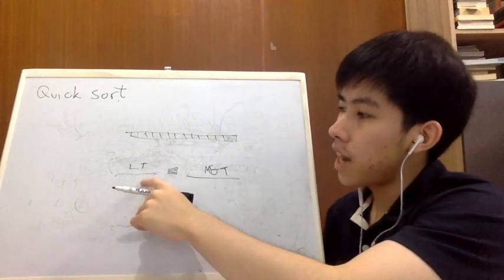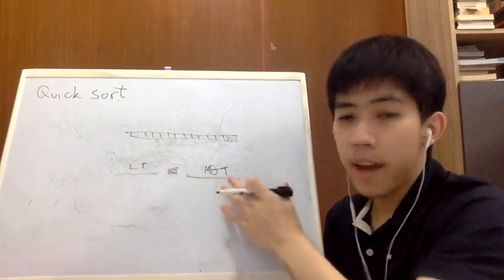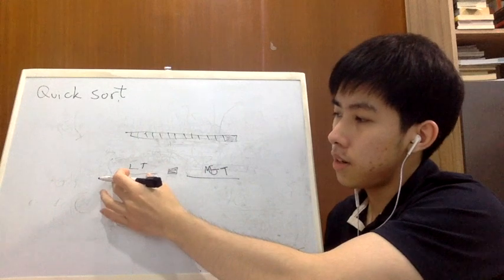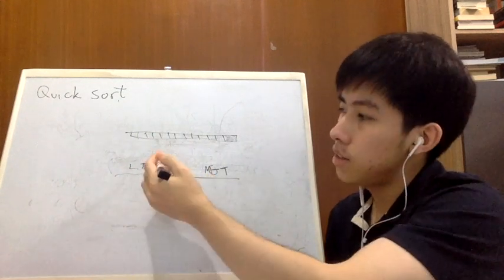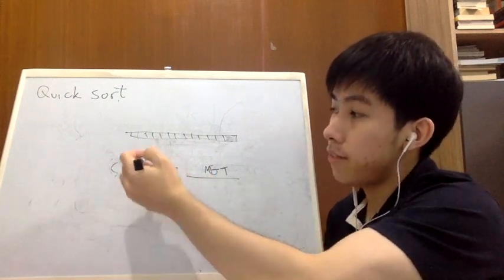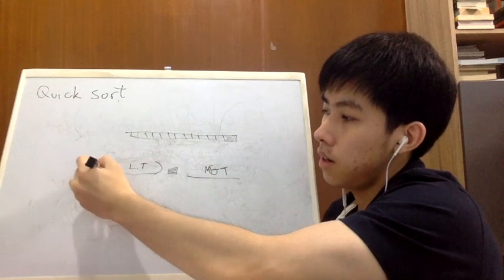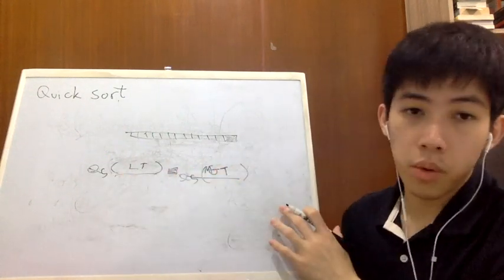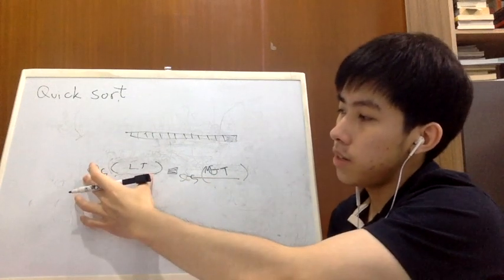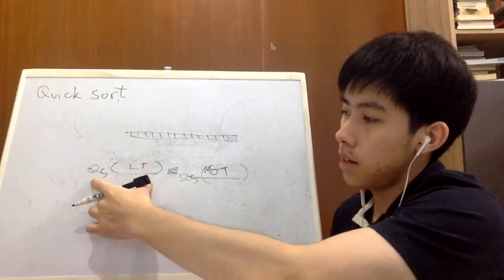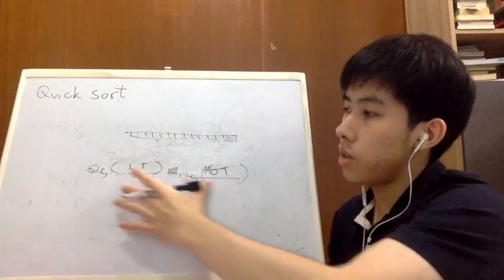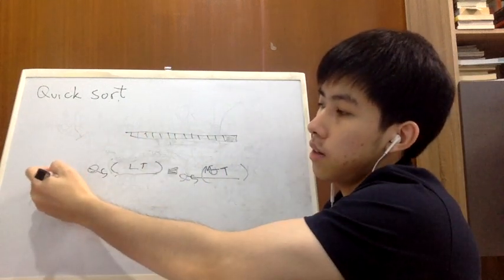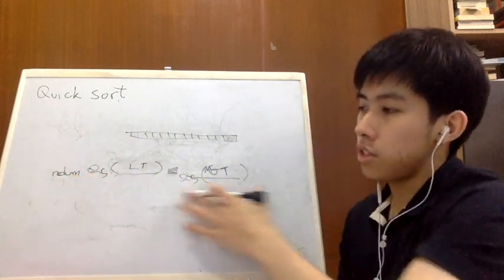Now to make everything sorted, we have to sort the left and the right side. So we can just use the same function, Quicksort, on the left hand side and the right hand side group. And finally, we can concatenate everything together and return it out. So now everything is sorted.